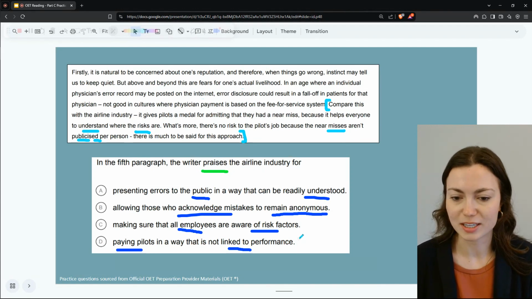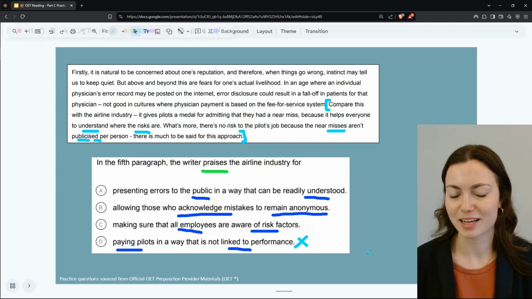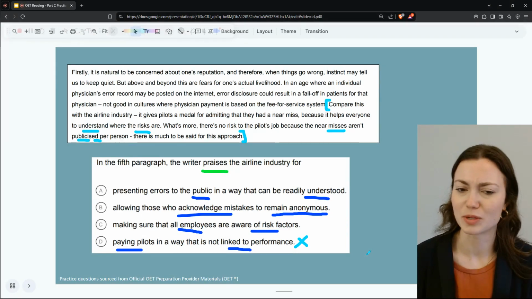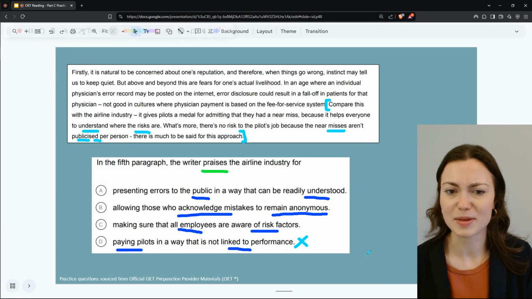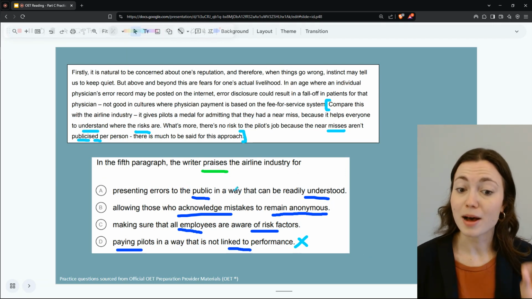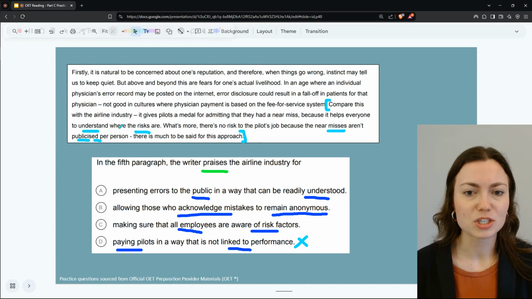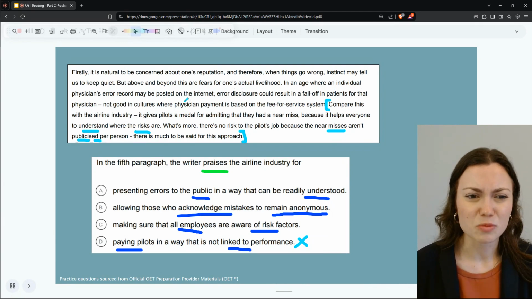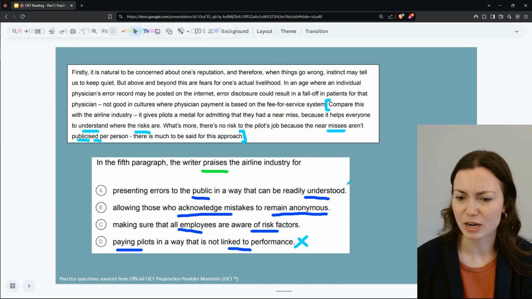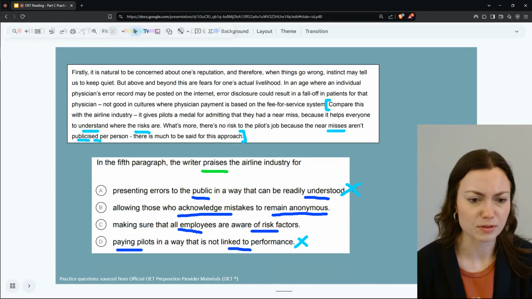So paying pilots in a way that is not linked to performance. There's really no mention in there. Pilots are not being assessed, it's not connected in that way between their job performance and the money they make. So D, we can rule out. Presenting errors to the public in a way that can be readily understood. Well, we did see mention of being posted on the internet and whatnot, but this is really not specific to the airline industry example. So we want to be focusing on what we see there.